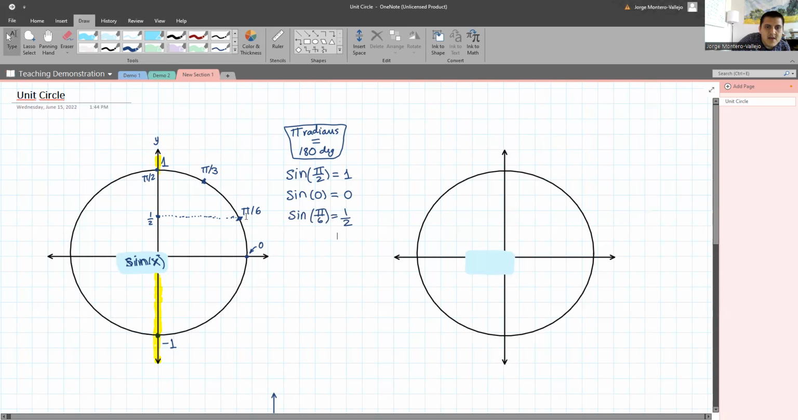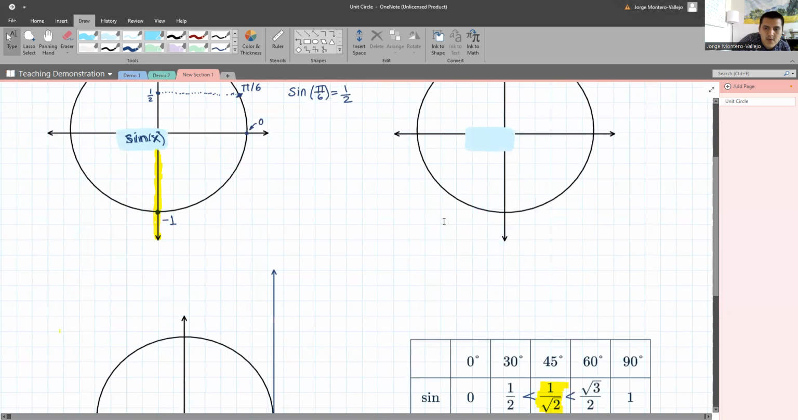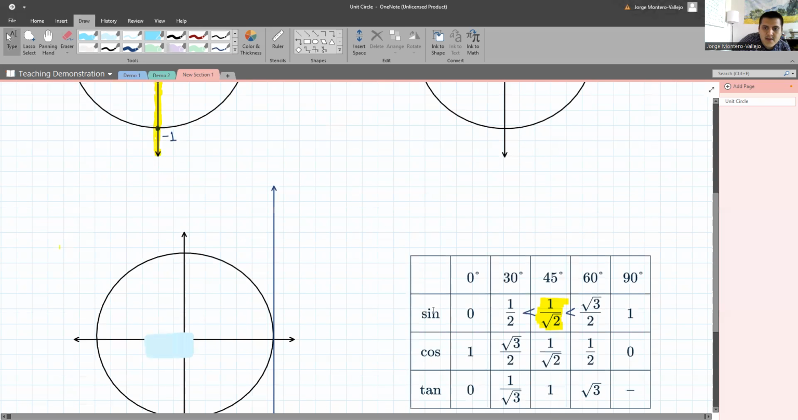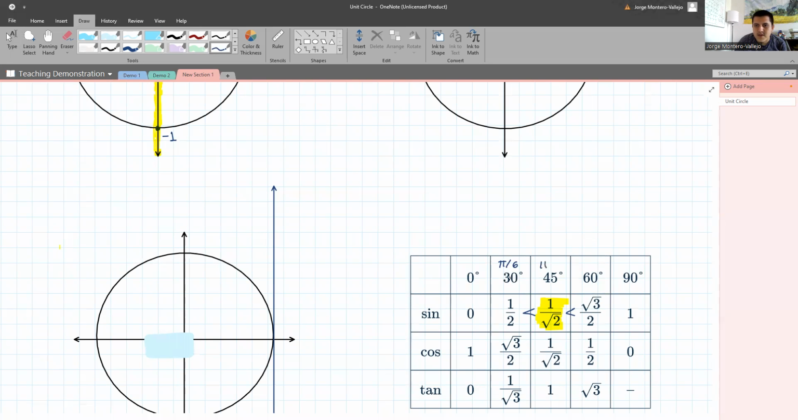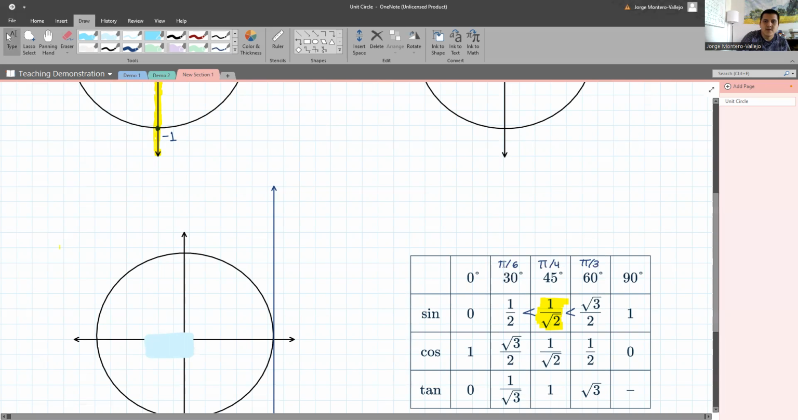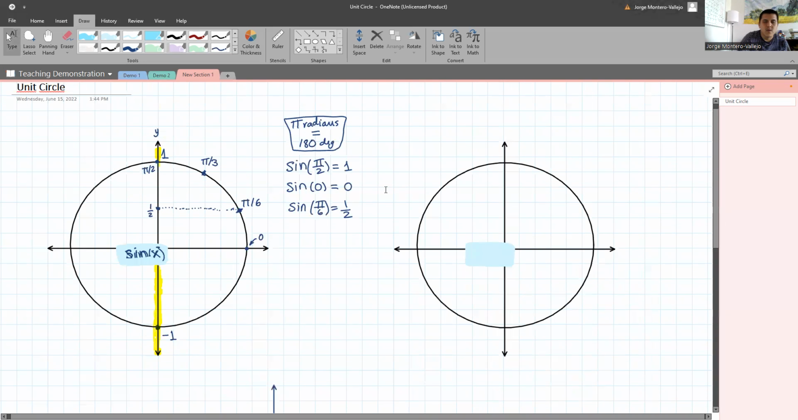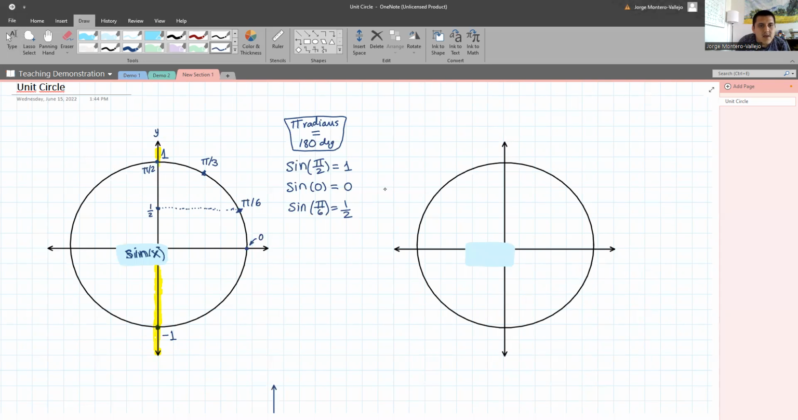Okay, and in fact, we can go back to the table and you see that sine of 30, or pi over 6, is 1/2, right? And right here, pi over 4 and then pi over 3. Okay. Now, what about the other one, pi over 3?